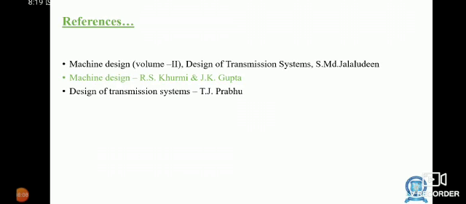This information is referred from the books Machine Design Volume 2, Design of Transmission System by Jalaludeen, Machine Design by R.S. Khurmi and J.K. Gupta, and Design of Transmission System by T.J. Prabhu. Thank you.